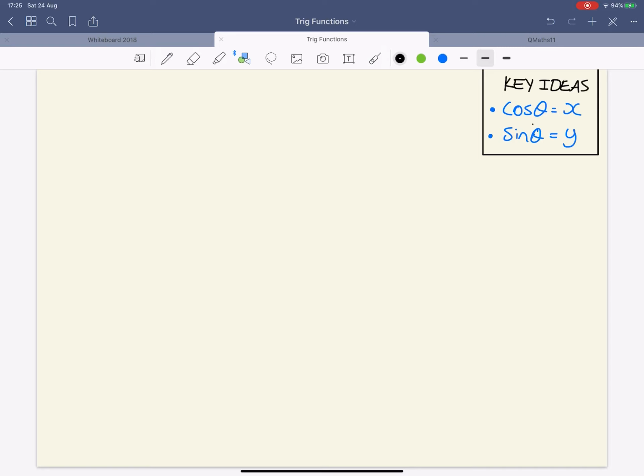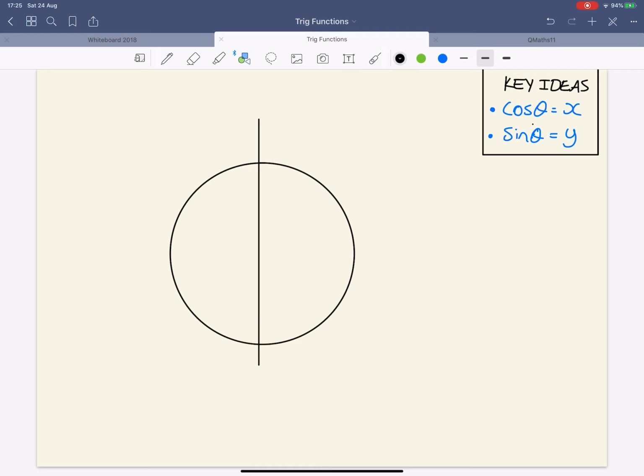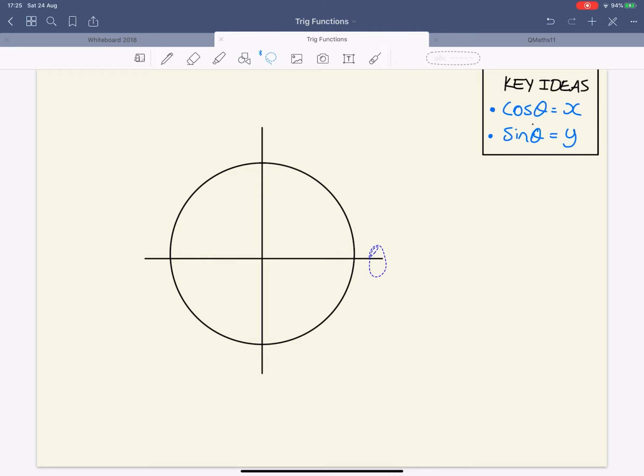And so what I'll do is I'll just draw the unit circle, and we know that the unit circle has a radius of 1. That's the definition of our unit circle. So let me go ahead and draw our Cartesian plane over the top. So I'm happy with that. And here's our x-axis, here's our y-axis, and we'll define the radius of the unit circle as being 1.